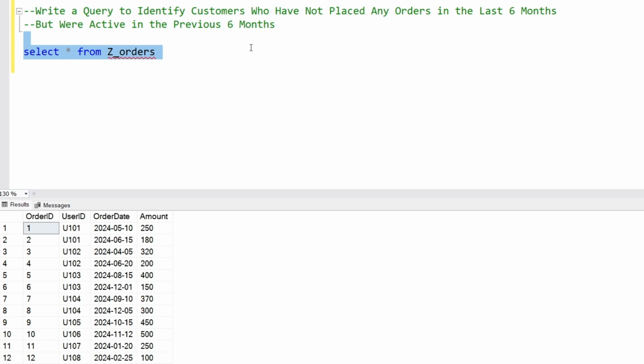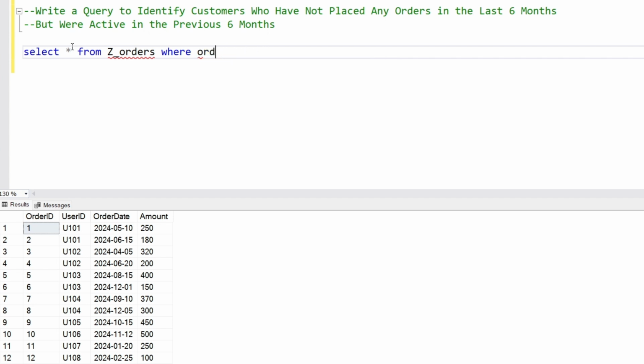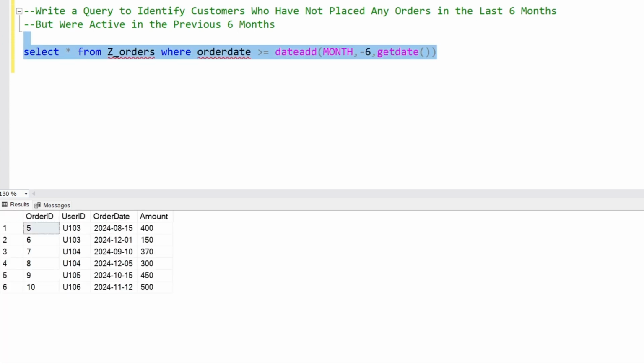All right, so let's write a logic for this. First of all, we will find the customers who have not placed any order in the last 6 months. For that, we will find who have placed an order in the last 6 months. So we will extract the data of the last 6 months. Here, order date is greater than or equal to, we're going to use the DATEADD function with the parameter of month, minus 6 months, and GETDATE, today's date. So these are the orders of the last 6 months.